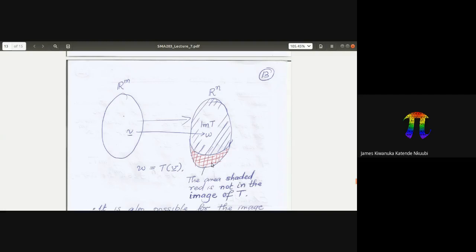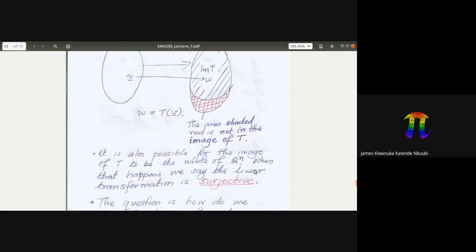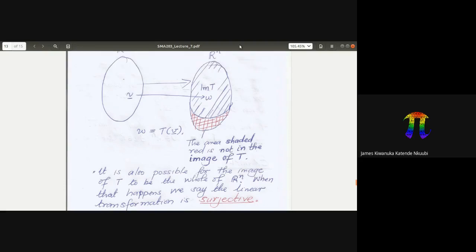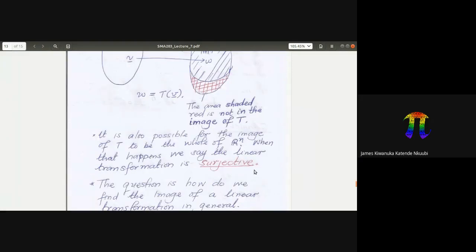So this shaded area, the red part, is not in the image. The image is just the part that is shaded with the blue lines. This statement says that it's also possible for the image to be the whole of Rn. And if that is the case, then your map is surjective, right? You remember the definition of a surjective map?